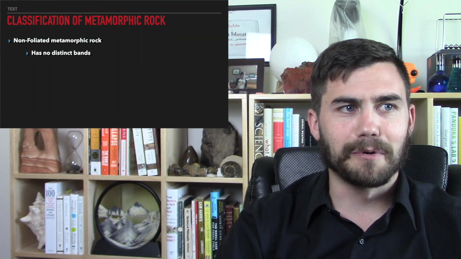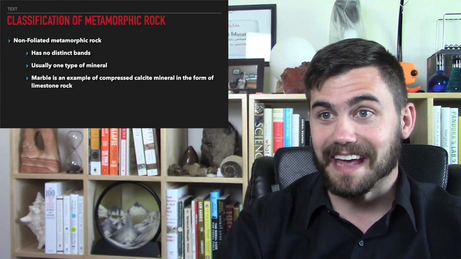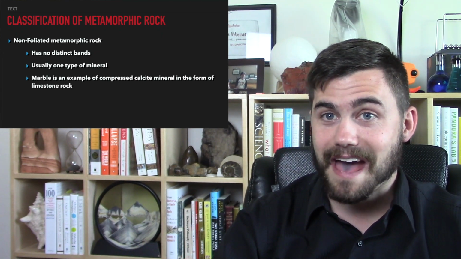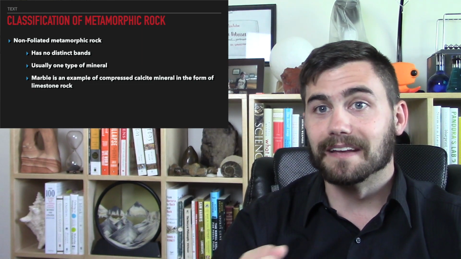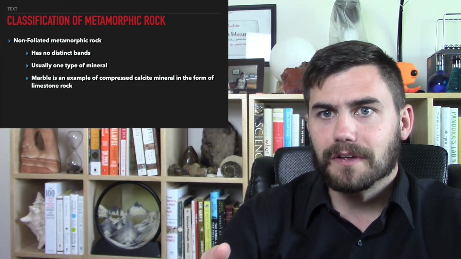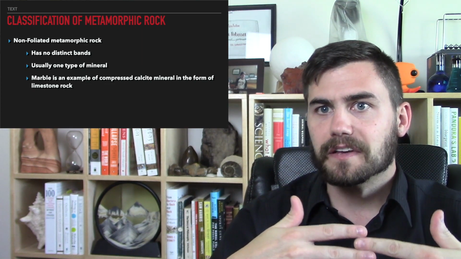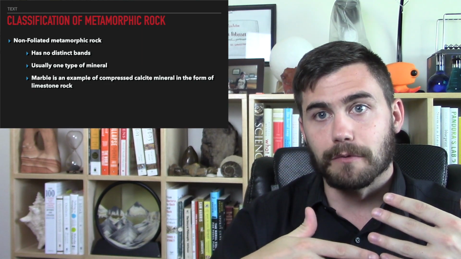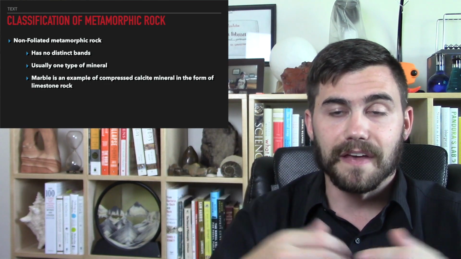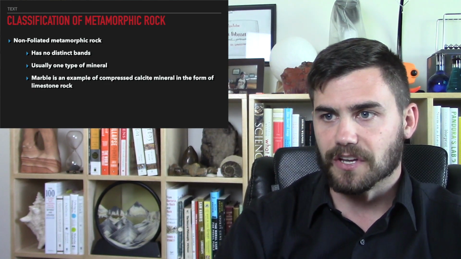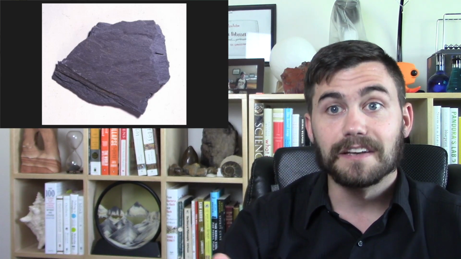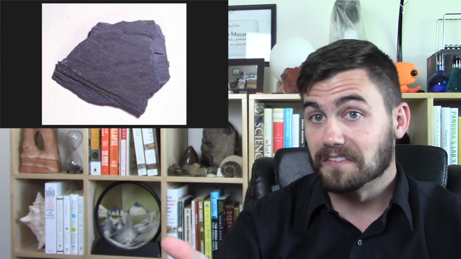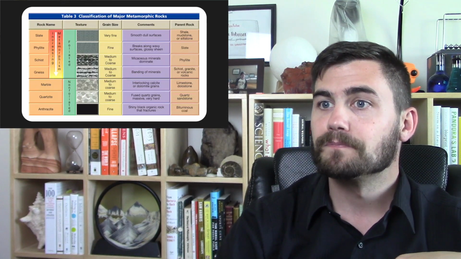The non-foliated metamorphic rock, really nothing to say. They just don't have a banded appearance. Usually they're more uniform in consistency. There's only one type of mineral, so you can't really get bands because the bands often represent different minerals that are sort of contrasted against each other. Here's a piece of slate, which is metamorphosized mudstone or shale, for example.